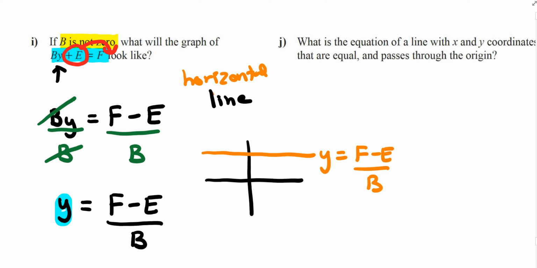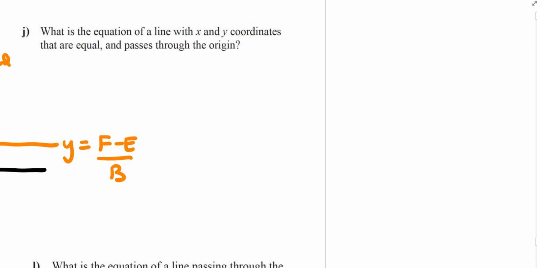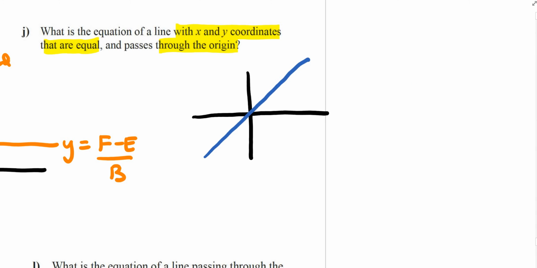Okay, good. So we want letter J. What is the equation of a line with x and y coordinates that are equal and passes through the origin? If you're passing through the origin, the graph looks like this. If you make a table of values of x and y, let's say x is 1, then this corresponding value also has to be a 1, because x and y have to be the same.